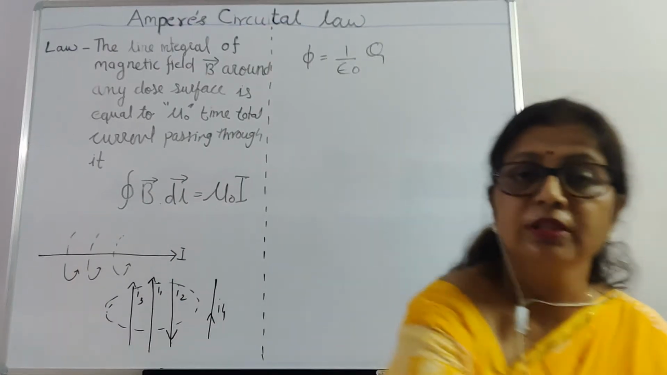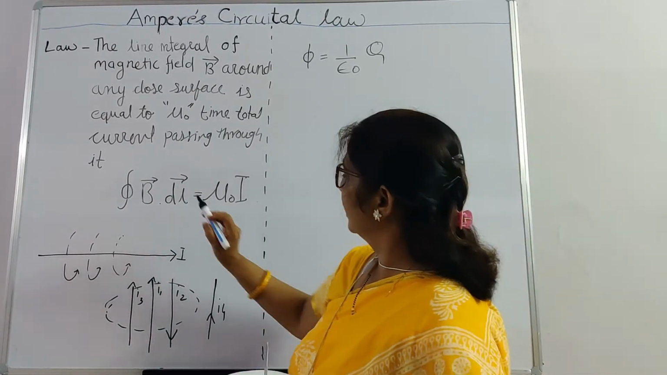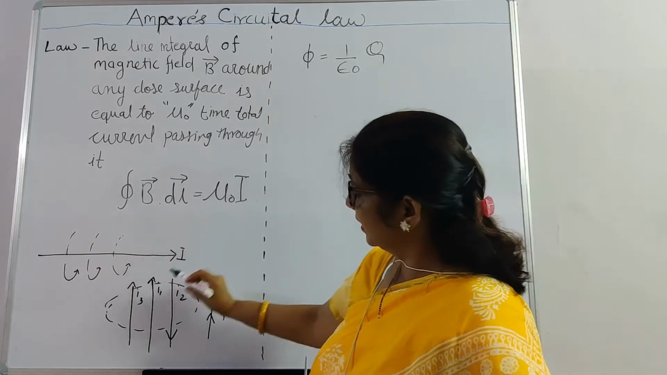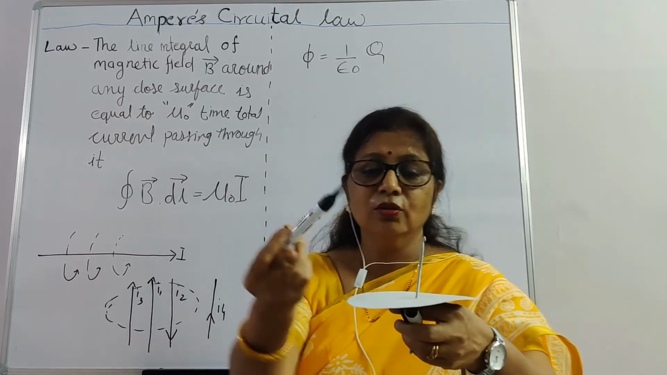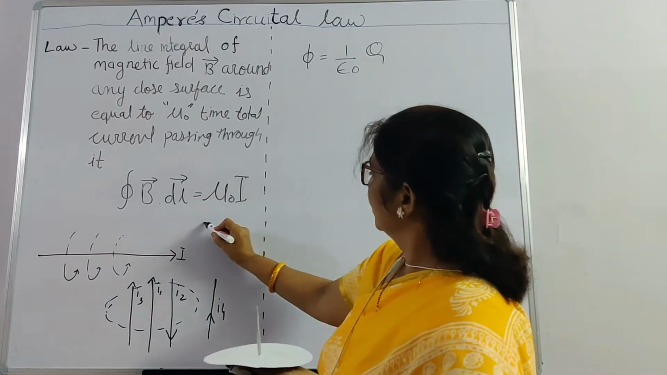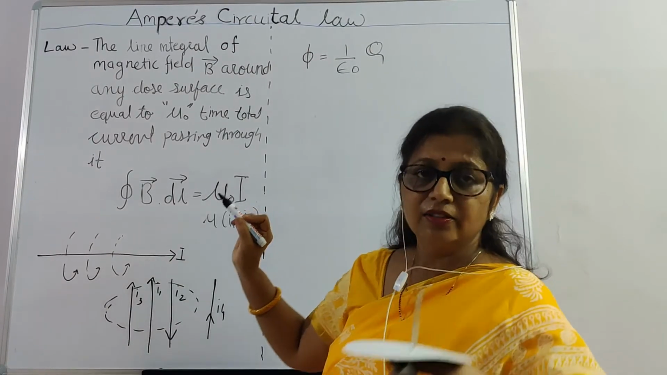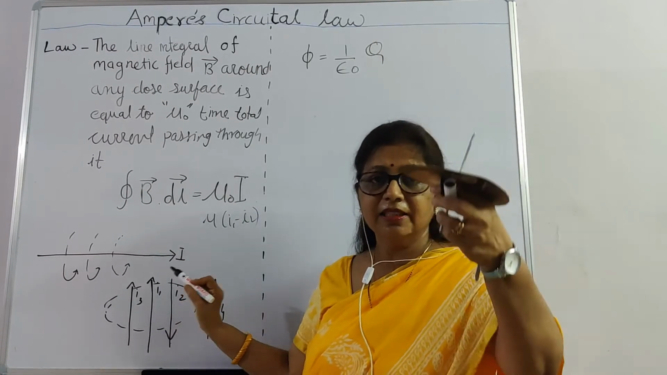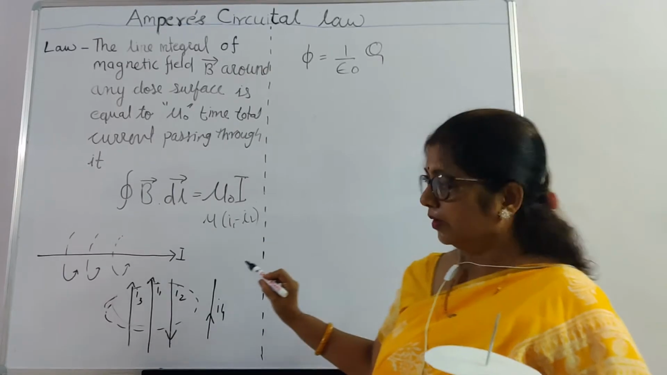So according to this law, what will happen? Line integral of B dot dl is mu naught I. So this I is the net current which is flowing inside this loop. Suppose this current is going in here and another current is going here, so we will take I equals I1 minus I2. So net current, this is the algebraic sum of the current, total current passing through this closed surface.